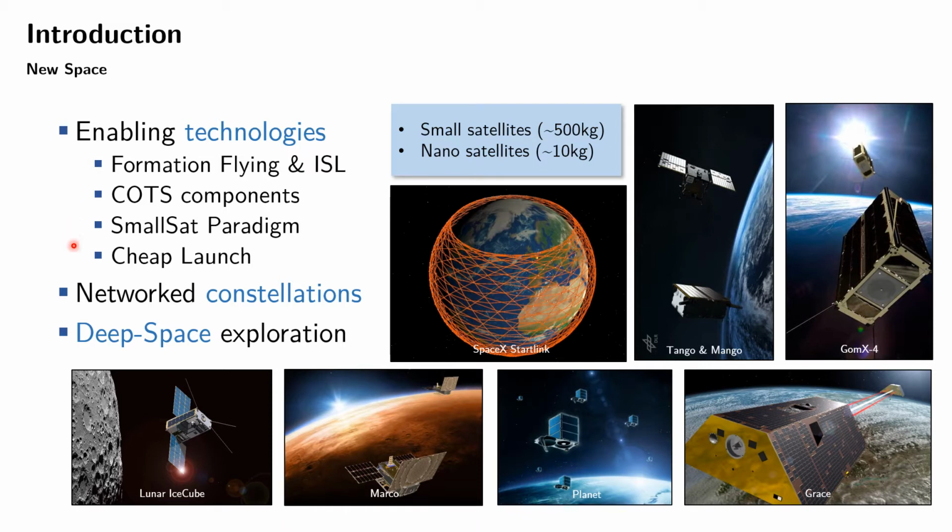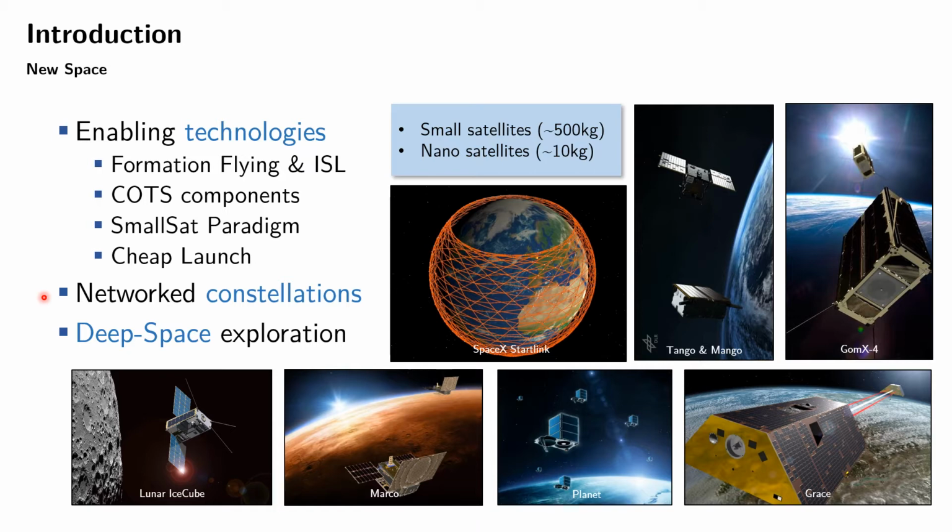This also adds up to the fact that we're having reusable rockets and cheaper launches every day. So the cost of accessing space is becoming way lower. This brings us to the topic that we are starting to have very amazing networked constellations of satellites in near Earth orbit. Just to mention SpaceX and many others that are flying around at the moment.